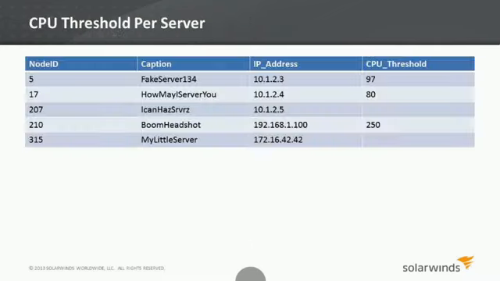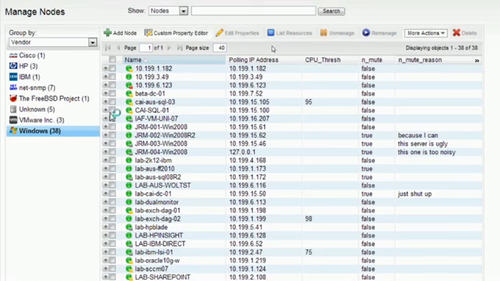Another custom property. This is just an example, CPU threshold. So the idea here is that I have this custom property called CPU threshold, and I can put a number there, whatever number I want. Now you'll notice that the server called Boom Headshot is 250. Hopefully your CPU never gets to 250, but I'll explain why you might want that. And just to see that in real life, you can see that in these settings I've got 95%, 98%, 75%, so I have the CPU threshold.